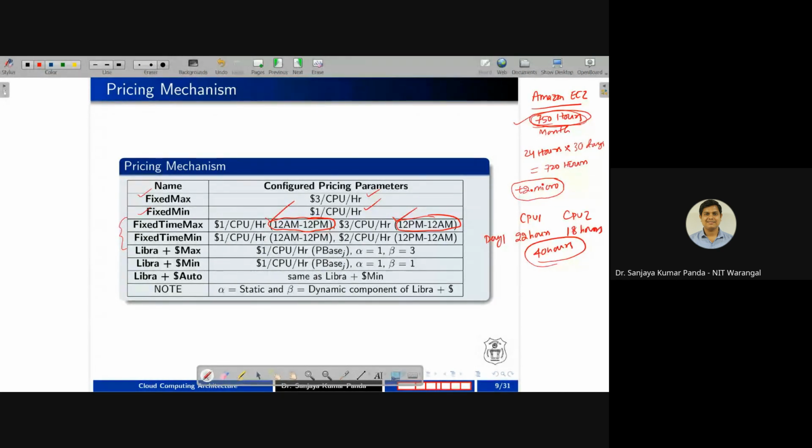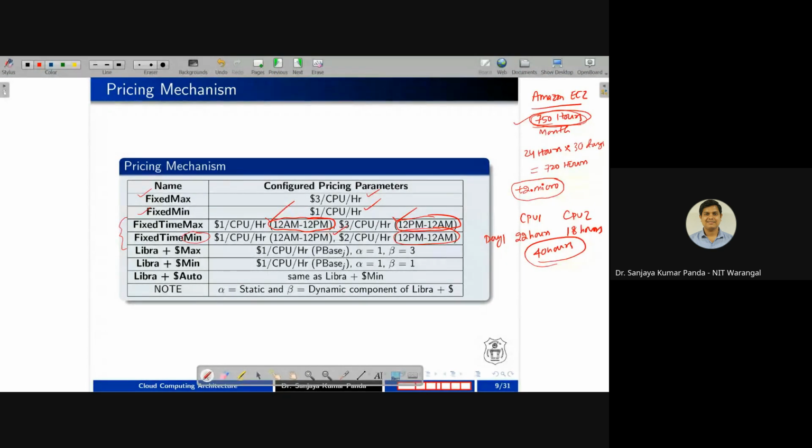right? Similarly, if you go for the minimum one, where you are not using the resources in a maximum mode, or you are using in a minimum mode, in that case you will charge $2 per CPU per hour in the case of peak hour, but off-peak hour you will get $1 per CPU per hour. Okay. So this scheme is based upon the peak hour and off-peak hour.